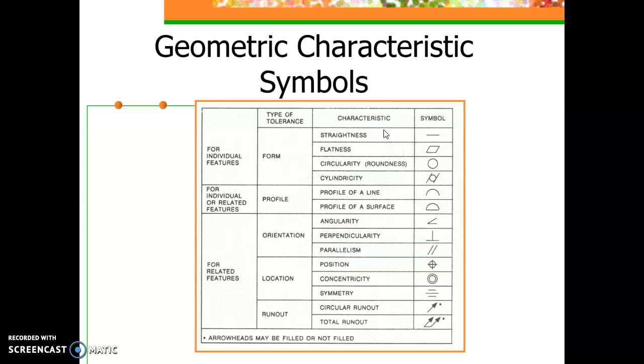So these symbols include a straight line for straightness, a parallelogram for flatness, a circle for circularity or roundness, a circle with two diagonal parallel tangent lines indicating cylindricity, an arc to show the profile of a line, an arc with a straight line across its bottom for the profile of a surface, two lines meeting at an angle for angularity, two lines meeting at a right angle like an inverted T for perpendicularity, two parallel diagonal lines for parallelism, this symbol that looks a bit like a target for position, two concentric circles for concentricity, these three parallel lines for symmetry, and then we have these arrow symbols for circular runout and total runout.